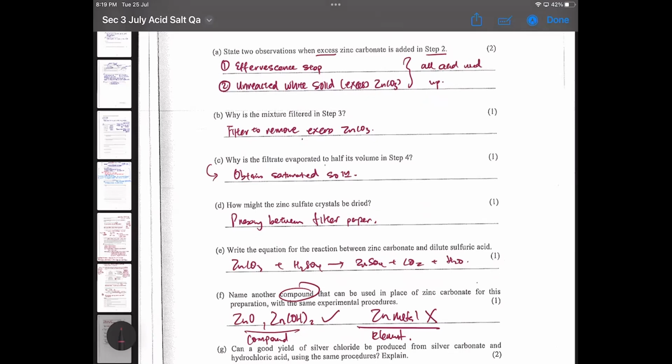Okay, any questions on this? Should be quite okay. We've been going through this for the last hour. Okay, give you a minute to jot this down, then we look at G.